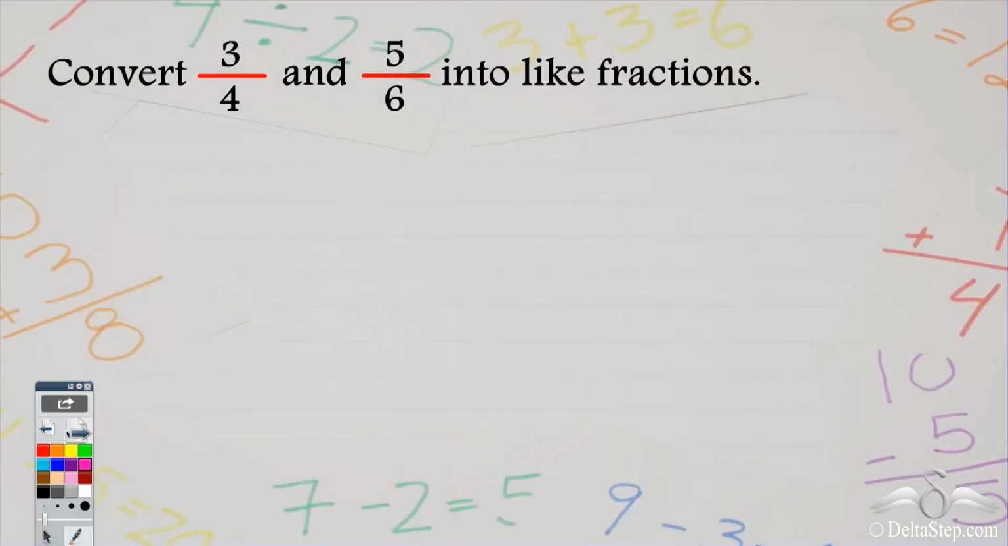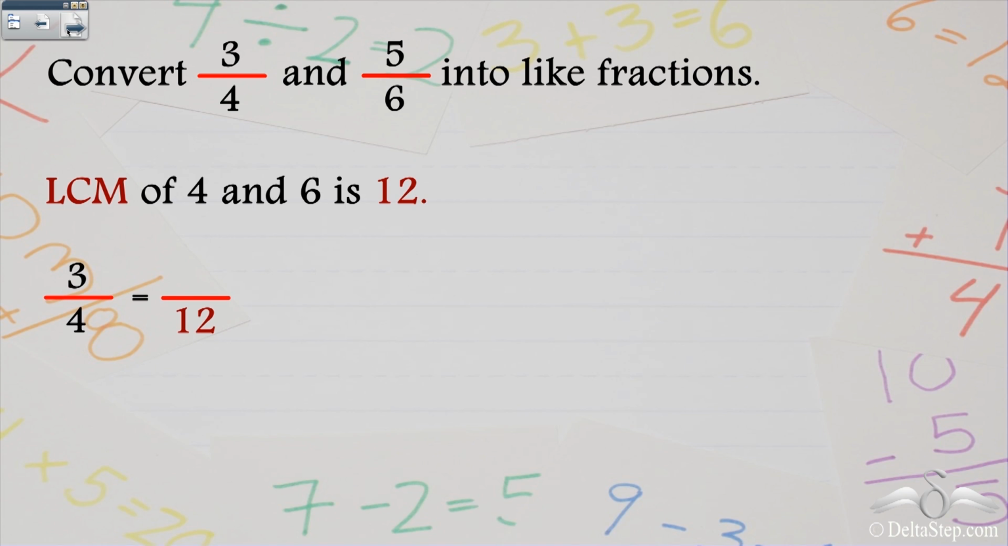So now can you convert these two fractions into like fractions? What is the first thing that you need to do? Find the LCM of 4 and 6. So the LCM of 4 and 6 is 12. Now I need to make an equivalent fraction of 3 by 4 with the denominator equal to 12. That is with the denominator equal to LCM.